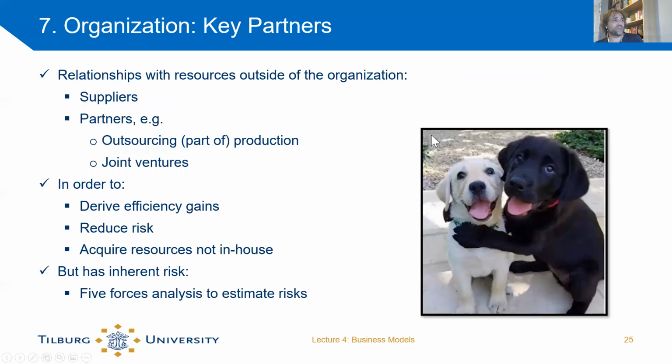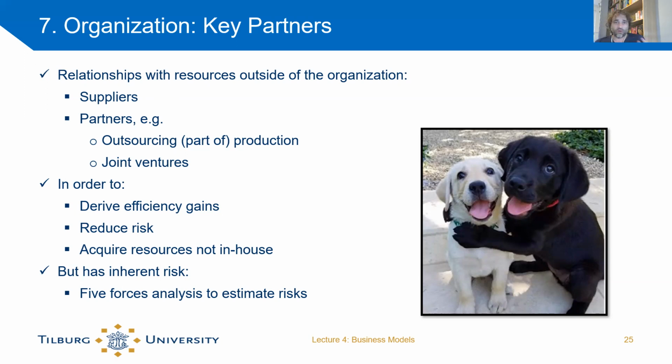And of course, you need to think about, okay, who are my key partners in the organization? Who are my suppliers? Do I outsource certain parts of my organization? Do we have a joint venture in which you create a new innovation together with another organization, etc.? You want to think about that because you want to reduce risk. If you can work together with another organization, it reduces risk. It can be more efficient to outsource part of your organization.